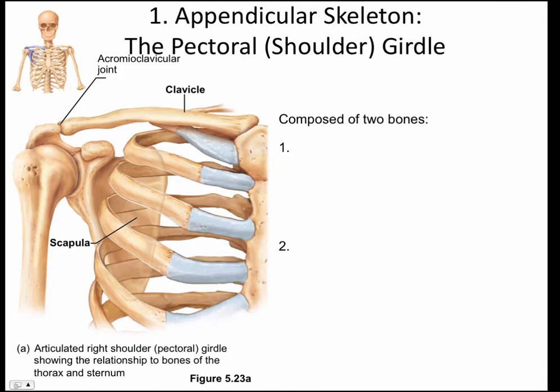Now let's look at the pectoral girdle, and this is composed of 2 bones. We have the clavicle, and we have the scapula. Clavicle, we also know this as the collarbone.